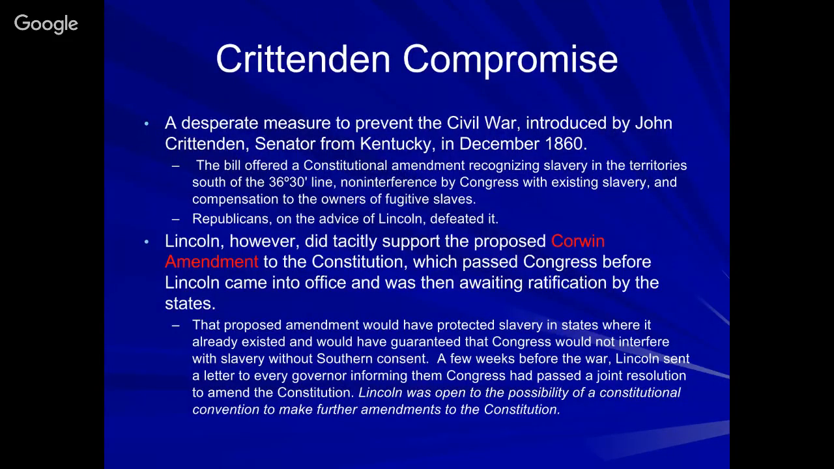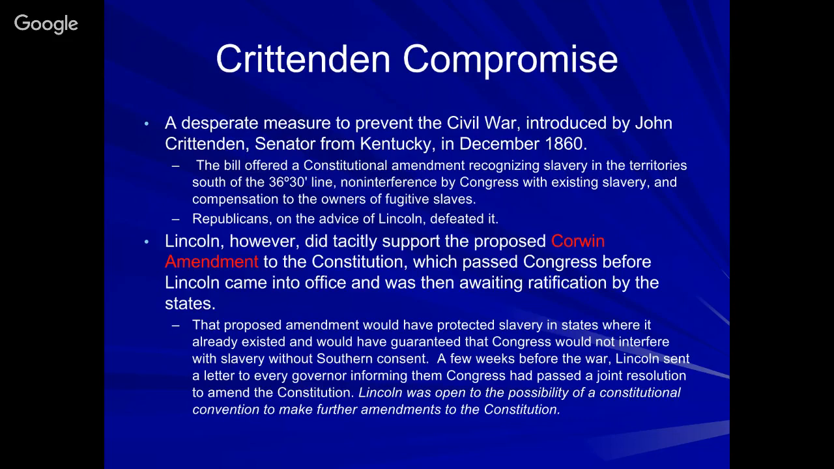Now, there was a last-ditch effort to prevent civil war. It was introduced by John Crittenden. You need to know this. This is the Crittenden Compromise. A senator from Kentucky, trying to fill that role left by Henry Clay. The bill offered a constitutional amendment recognizing slavery in the territory south of the 36-30 line, non-interference by Congress with existing slavery, and compensation to owners of fugitive slaves.